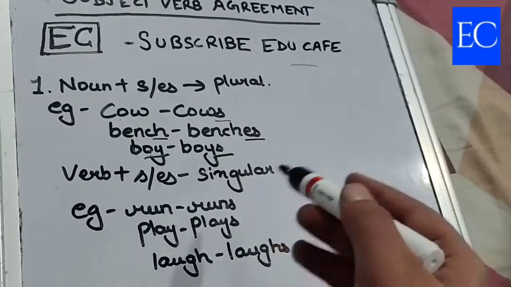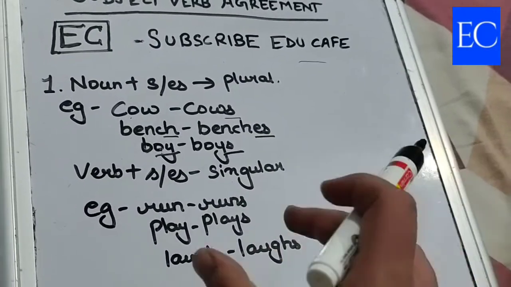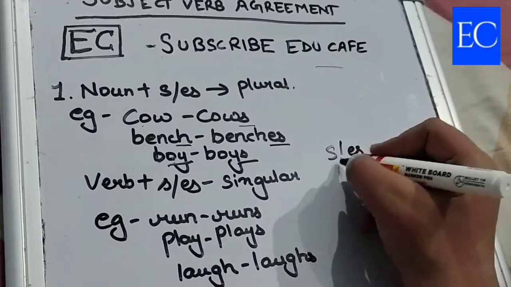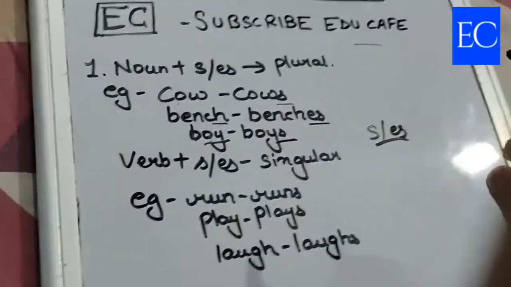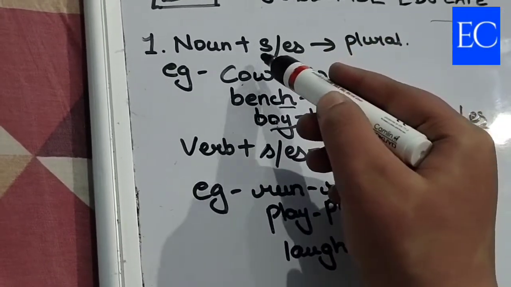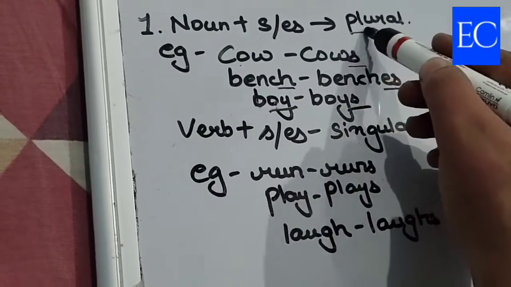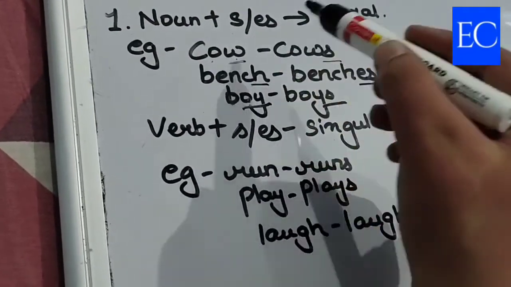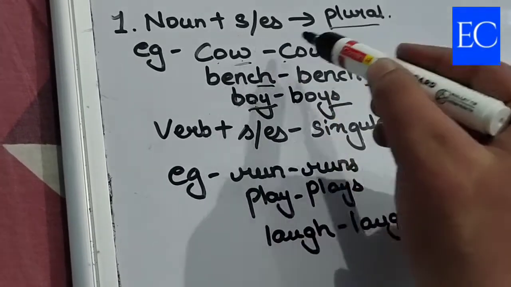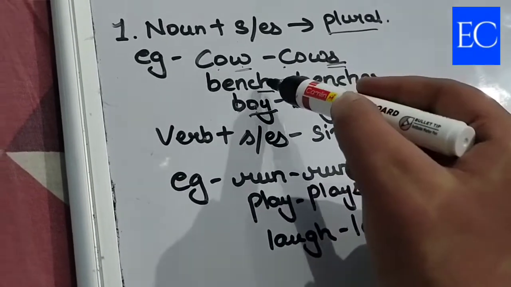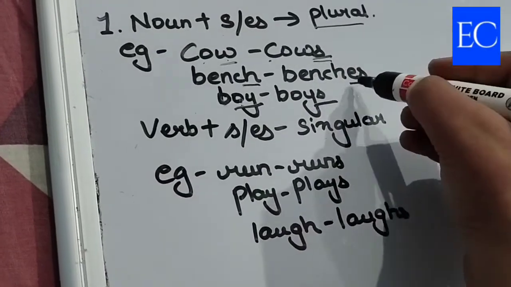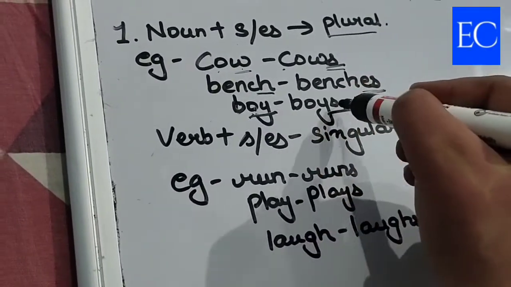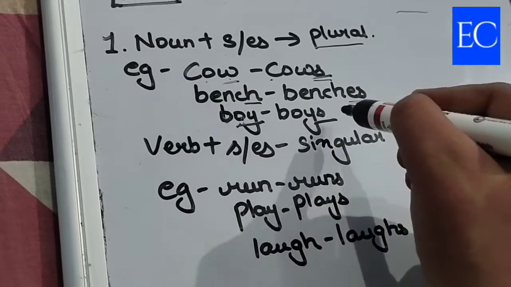First thing, we have to know when a noun becomes plural and a verb becomes singular. There is a case where we add s or es. Let us see the first case with a noun. If we add s or es to a noun, it becomes plural. Let us see the examples. Cow: I have added s and it becomes cows, which is plural. Bench: I have added es and it becomes benches, which is plural. Boy: s is added and it becomes boys, which is plural.